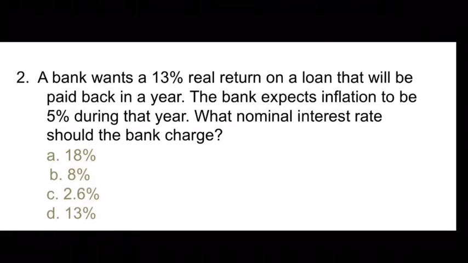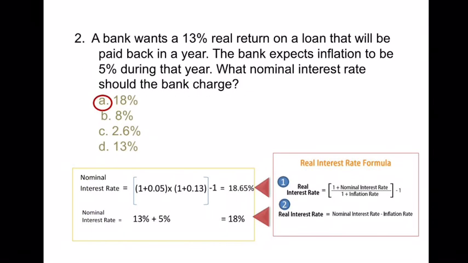Question number 2. We have a real rate of 13% and an inflation rate of 5%. We want to find the nominal rate. We can find the nominal rate by taking the real rate 13% plus the inflation rate 5%. So the nominal rate is 18%.